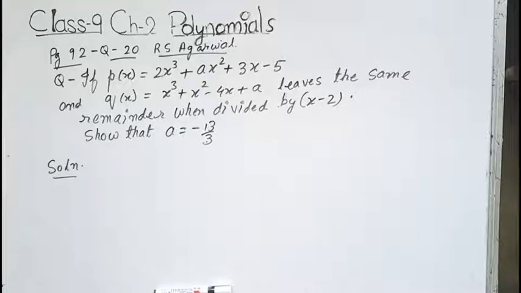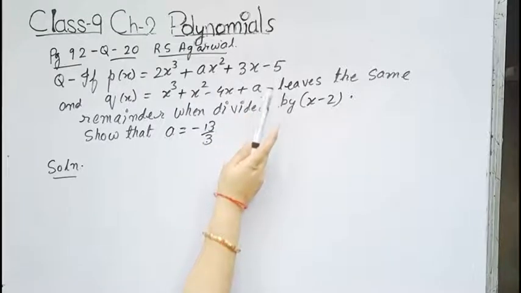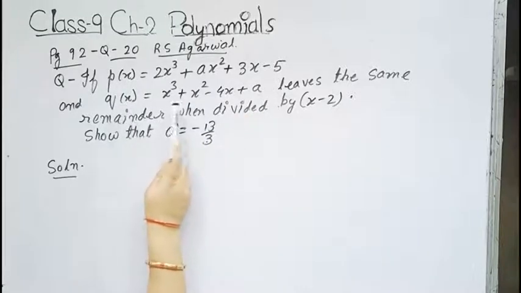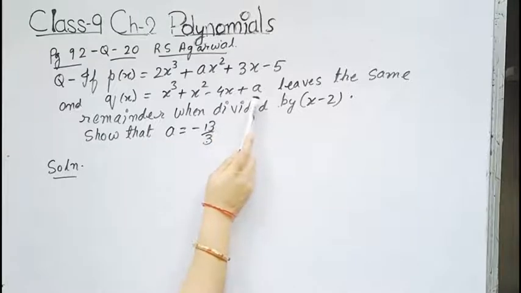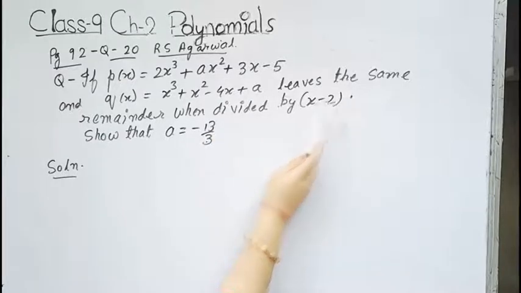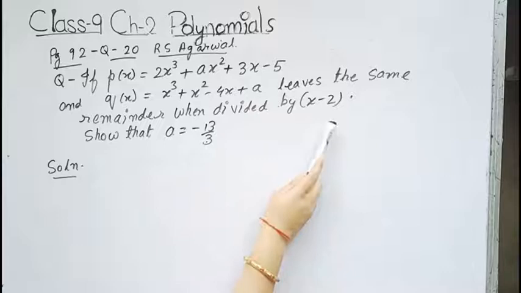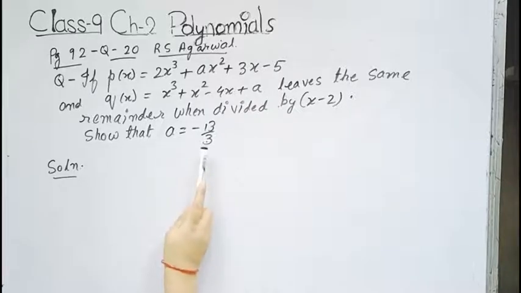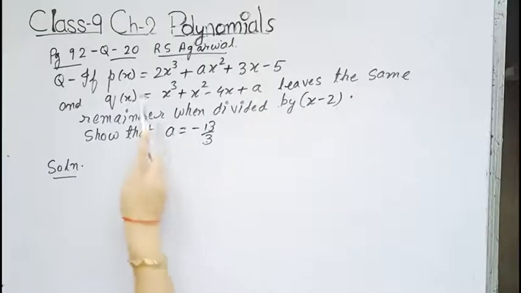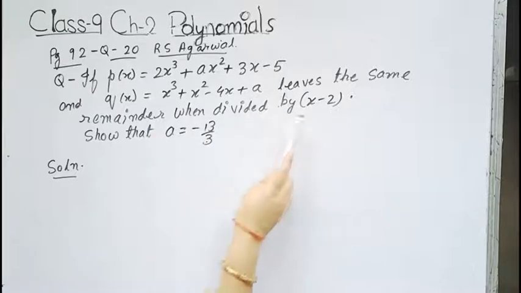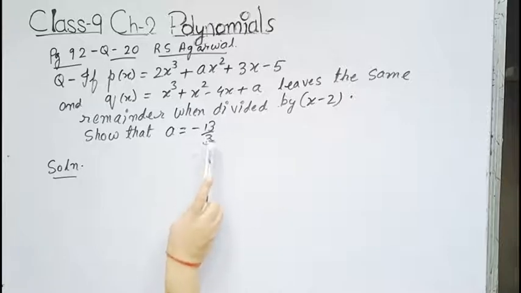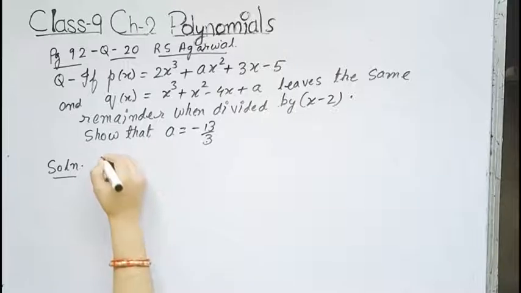The question is, if p(x) equals 2x cube plus ax square plus 3x minus 5 and q(x) equals x cube plus x square minus 4x plus a leave the same remainder when divided by x minus 2, show that a equals minus 13 by 3. That is, two polynomials are given and they leave the same remainder when divided by x minus 2. We have to prove that a equals minus 13 by 3. So let us start the proof.